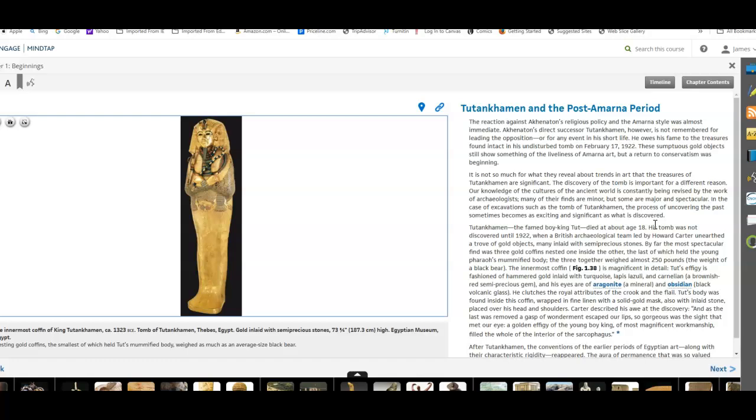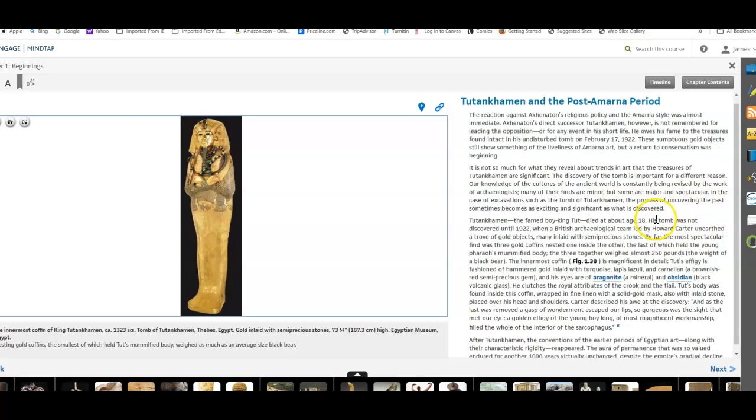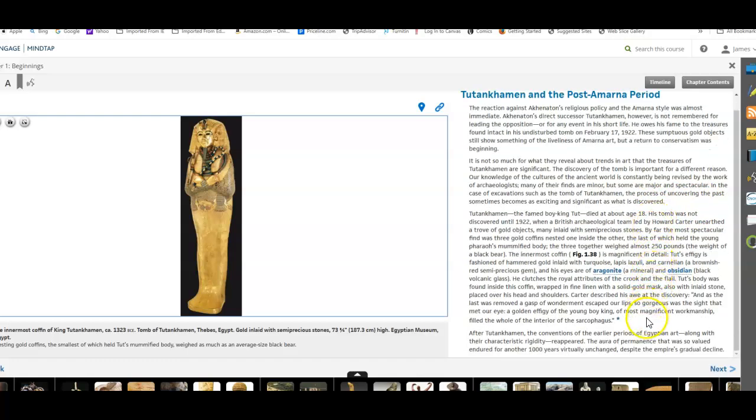Unfortunately, most of the tombs of pharaohs have been raided over the years. Usually within 100 years of the death, the grave robbers came in and took everything. But because Tut was forgotten, because the Amarna period was going to be wiped out, it was able to be found and be a very, of course, wonderful sight. It says here, so gorgeous was the sight that met our eye, golden effigy of the young boy king of magnificent workmanship. And that's how it is.